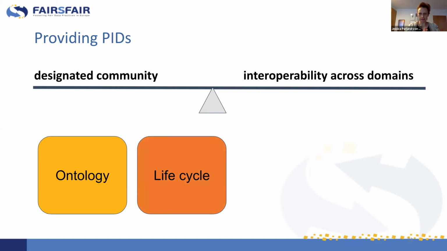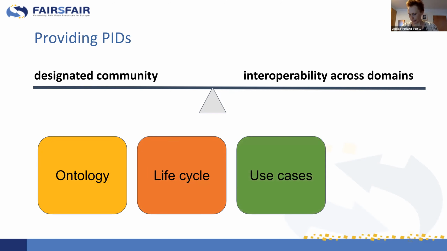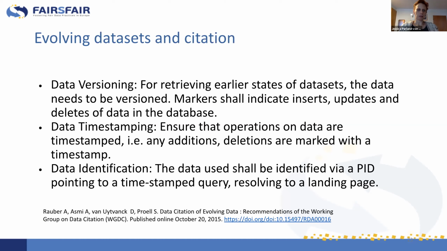Then there's the question of life cycle. How persistent is the data object? And the question of reproducibility: what is the culture and the requirement for persistence and documentation in the designated community, which is also important. And then the different use cases that you need to think about. Actually, what are the needs?